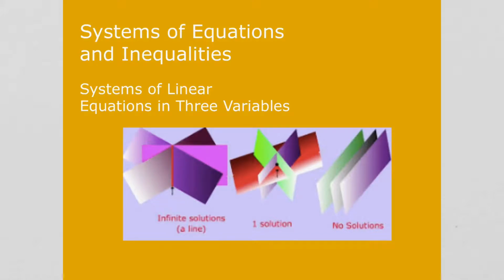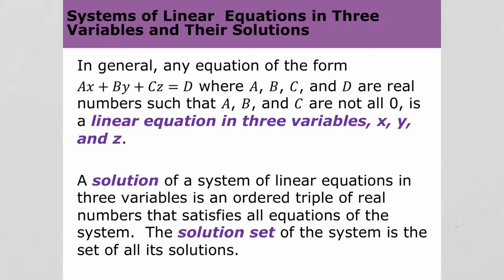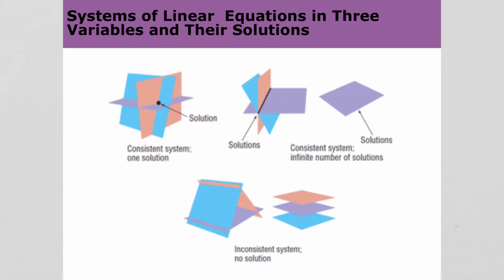So those are the 3 possibilities for solutions for a system of 3 variable equations. Our equations are going to be in the form ax plus by plus cz equals d. This is the way that they need to be written in order for us to solve them. And there are possible solutions again.